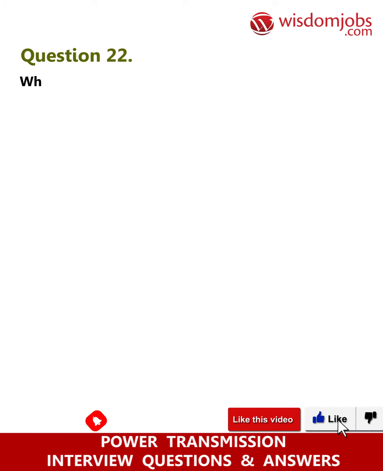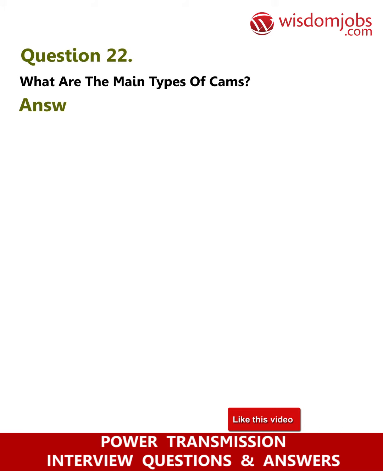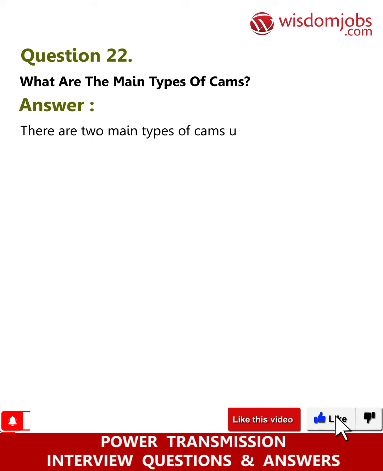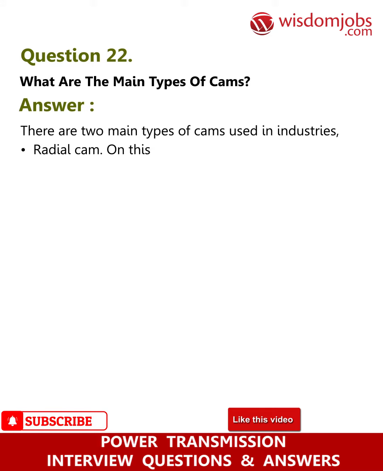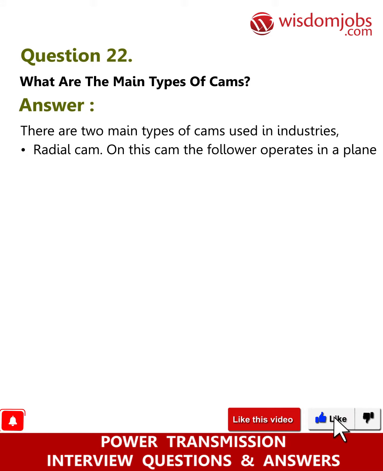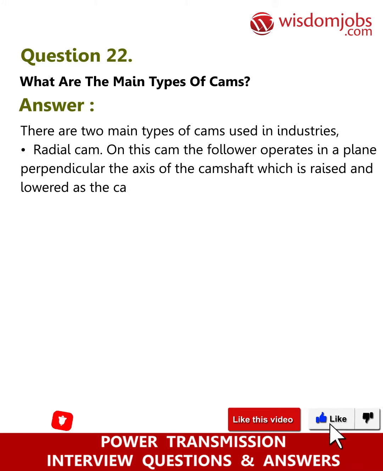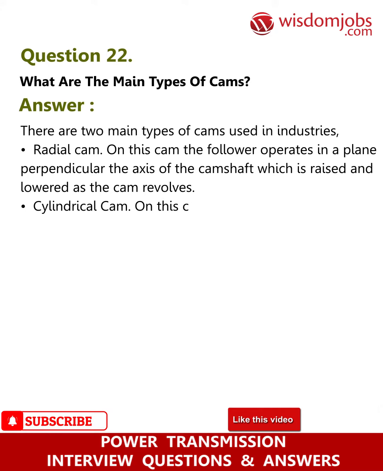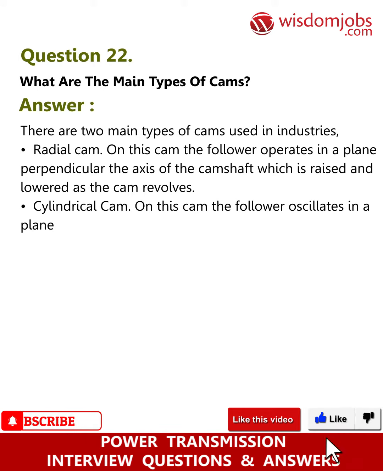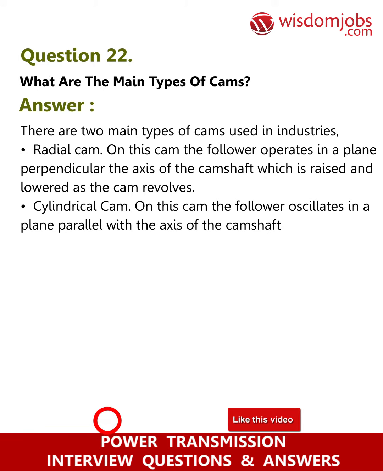Question 22. What are the main types of cams? Answer. There are two main types of cams used in industries. Radial cam. On this cam the follower operates in a plane perpendicular to the axis of the cam shaft, which is raised and lowered as the cam revolves. Cylindrical cam. On this cam the follower oscillates in a plane parallel with the axis of the cam shaft.